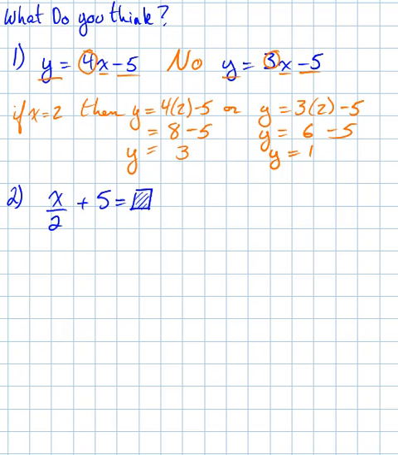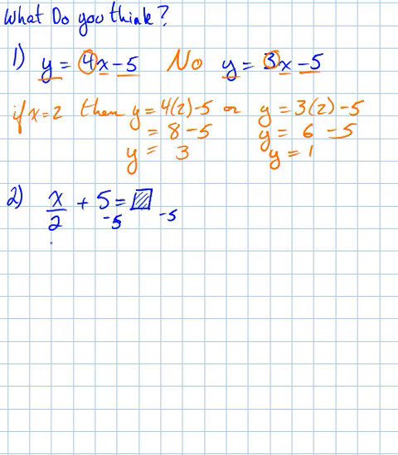In the second statement, it says that to solve the equation x over 2 plus 5 equals something, you have to subtract 5 from both sides of the equation. Well, this is definitely true. Is it the first thing we do? Yes, it is. The first thing we need to do is subtract 5 from both sides.